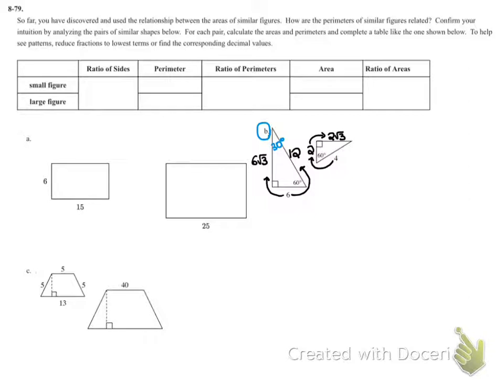So first thing it asks us to do is to compare the ratio of the sides. So I'll compare the short leg in each one. So the short leg in the smaller figure is 2. The short leg in the larger figure is 6. So I know that the ratio of the sides would be 2 to 6, which is 1/3.